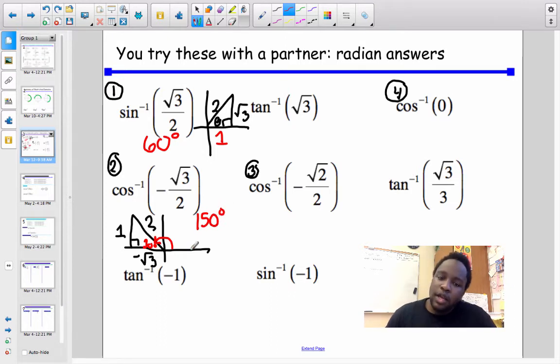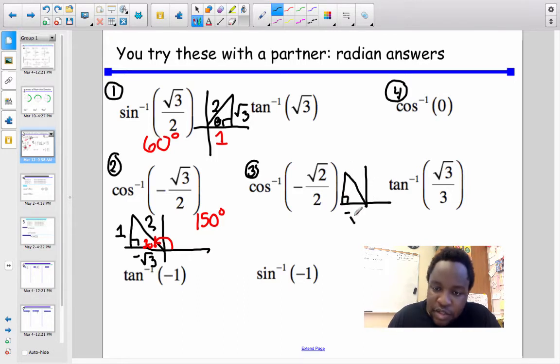Okay. Next one, inverse cosine of negative square root 2 over 2. All right, we're in doubt. Even if you're not in doubt, you should probably draw it out. So it's going to be in the second quadrant because cosine is negative. It's not a very accurate drawing, but, you know, c'est la vie. All right, so negative square root 2 over 2.